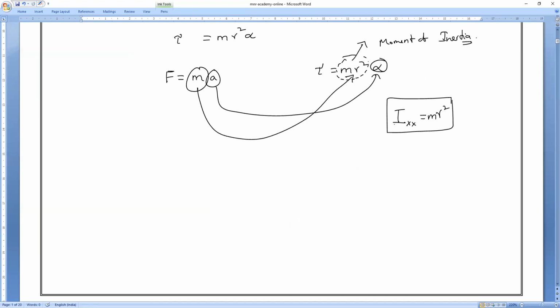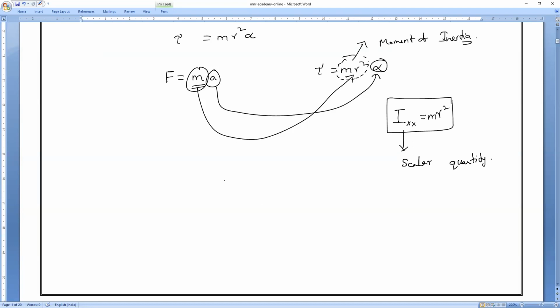This moment of inertia depends only on mass. Mass is a scalar quantity, so moment of inertia is also what quantity, everybody? Moment of inertia is also a scalar quantity. Clear?